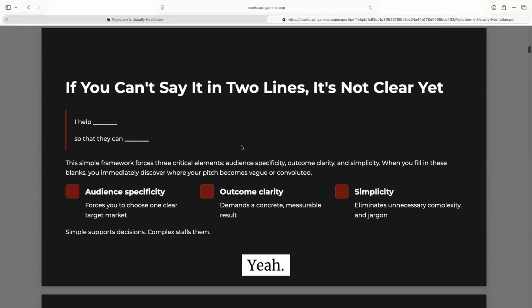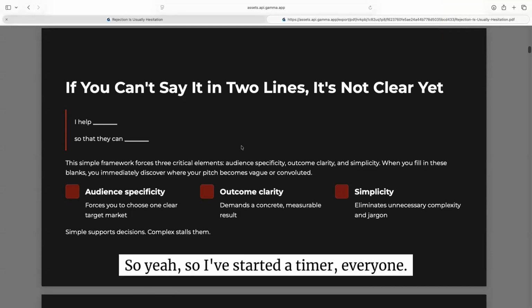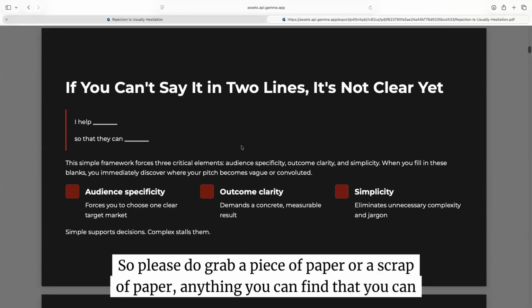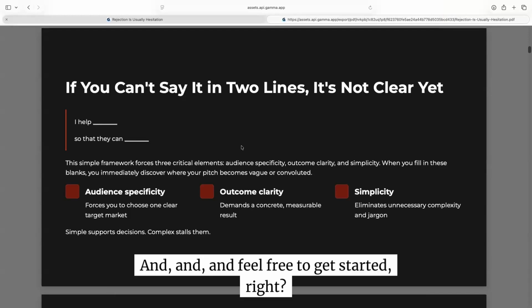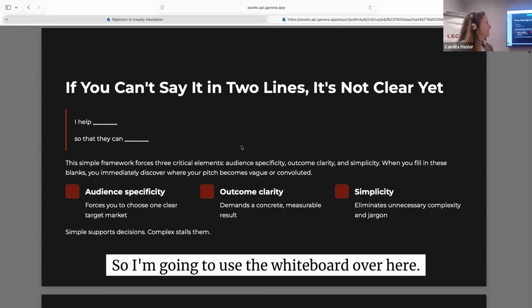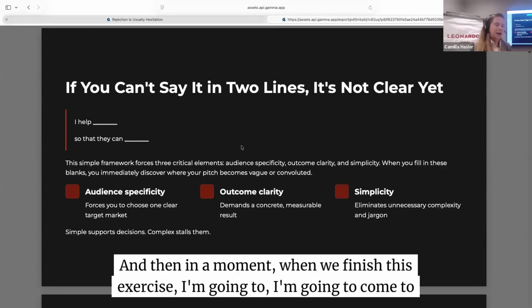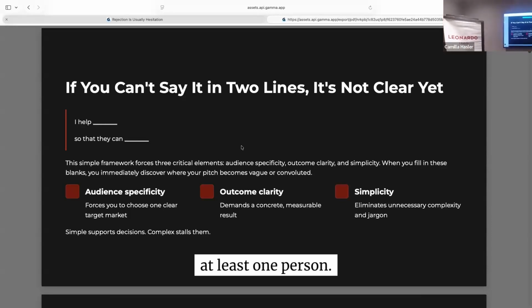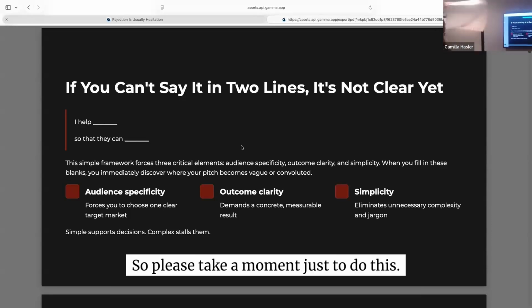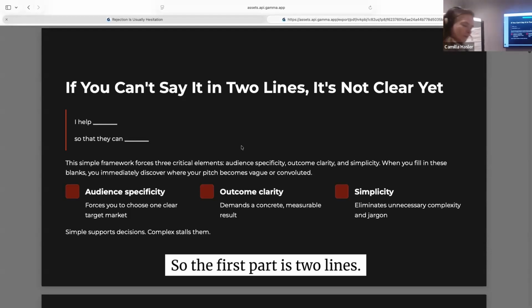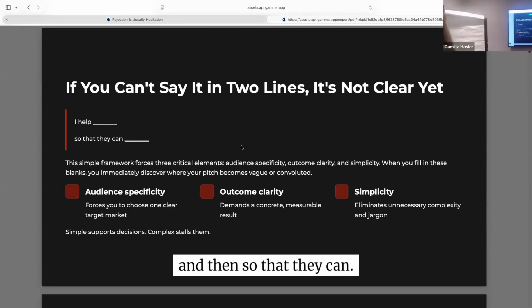Thanks, Kara. Yeah, so I've started a timer, everyone. Please do grab a piece of paper or a scrap of paper, anything you can find that you can write on, and feel free to get started. I'm going to use the whiteboard over here, and then in a moment, when we finish this exercise, I'm going to come to at least one person. So please take a moment just to do this. The first part is 2 lines: I help, and then so that they can.